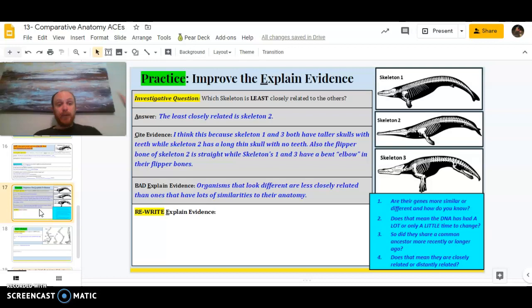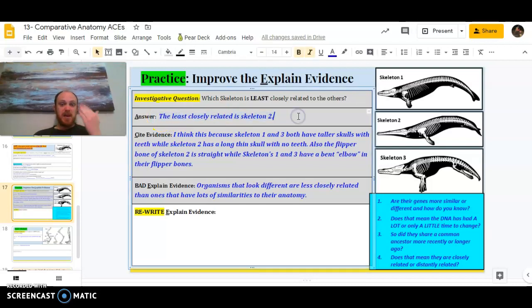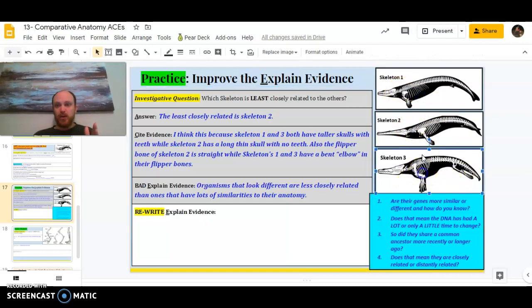Here is a different one. So this says, which skeleton is least closely related to the others? There's 3 here. And the answer that this fake person, me, that I wrote is the skeleton 2 is least closely related. So these 2, 1 and 3, are more closely related. 2 is like the one that's least closely related.